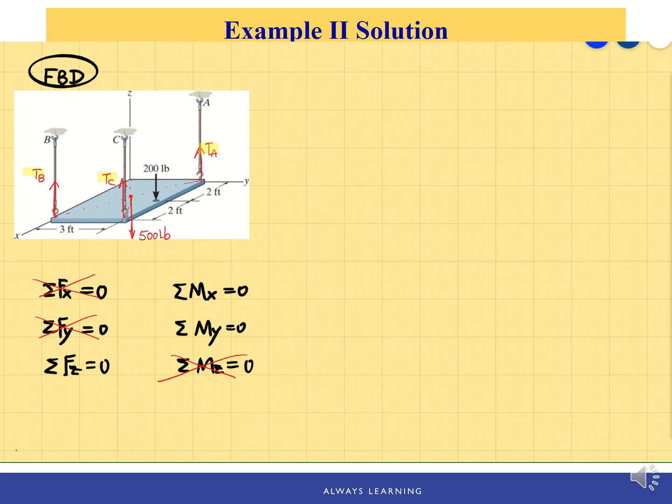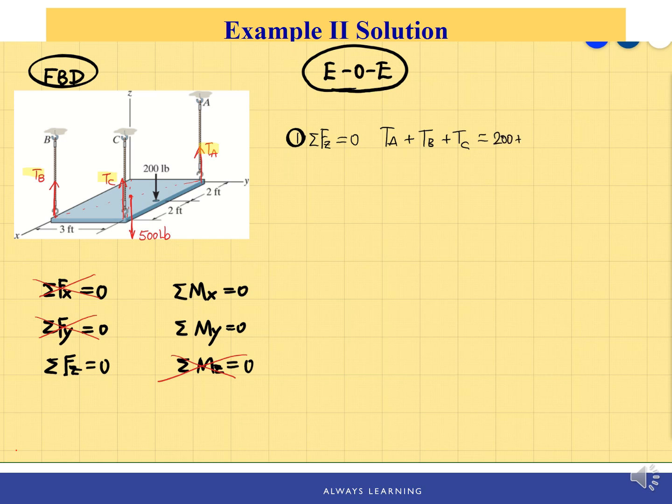We have enough equations to solve for the unknowns. So you have to write all 3 equations. Let's start from the first one. Sum of Fz equals 0. We have TA plus TB plus TC equals the 2 forces pointing in the negative z direction, which is 200 plus 500, which is 700-pound force. So this is equation 1. Second equation, let's write moment about the x-axis.